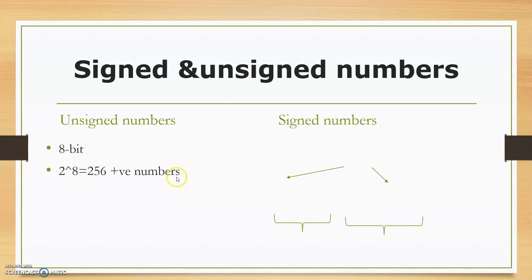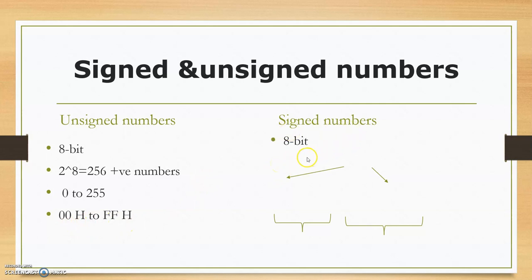For 8-bit representation, we have 2 raised to 8, that is 256 numbers. So the numbers will be from 0 to 255. In hex, we can represent it as 0 hex to FF hex. So for an 8-bit number in unsigned representation, the range is from 00 hex to FF hex.